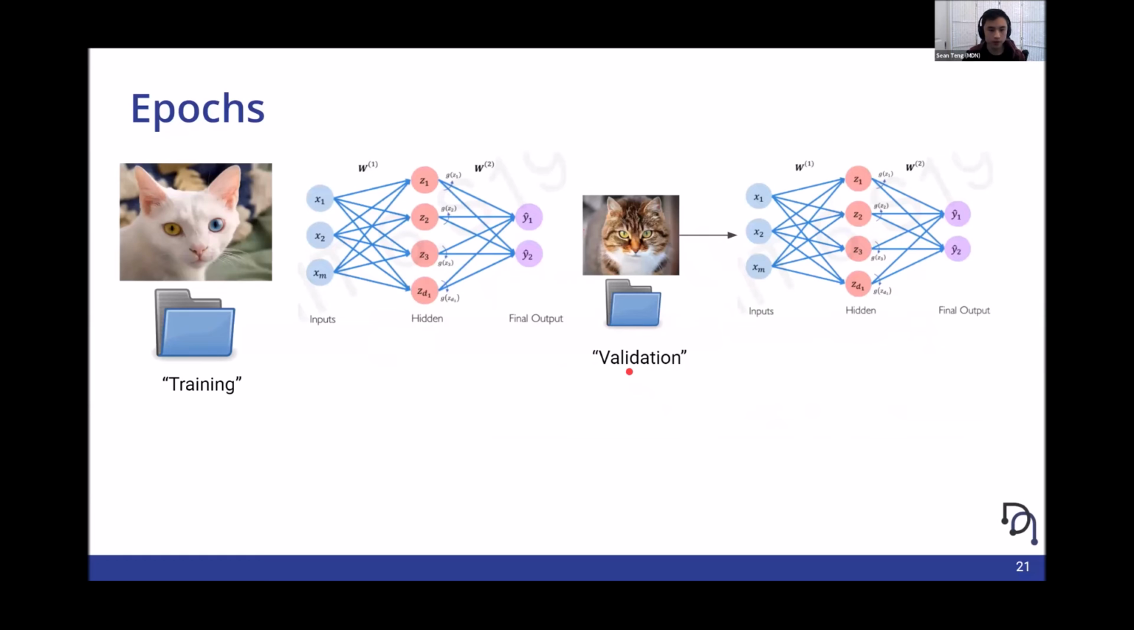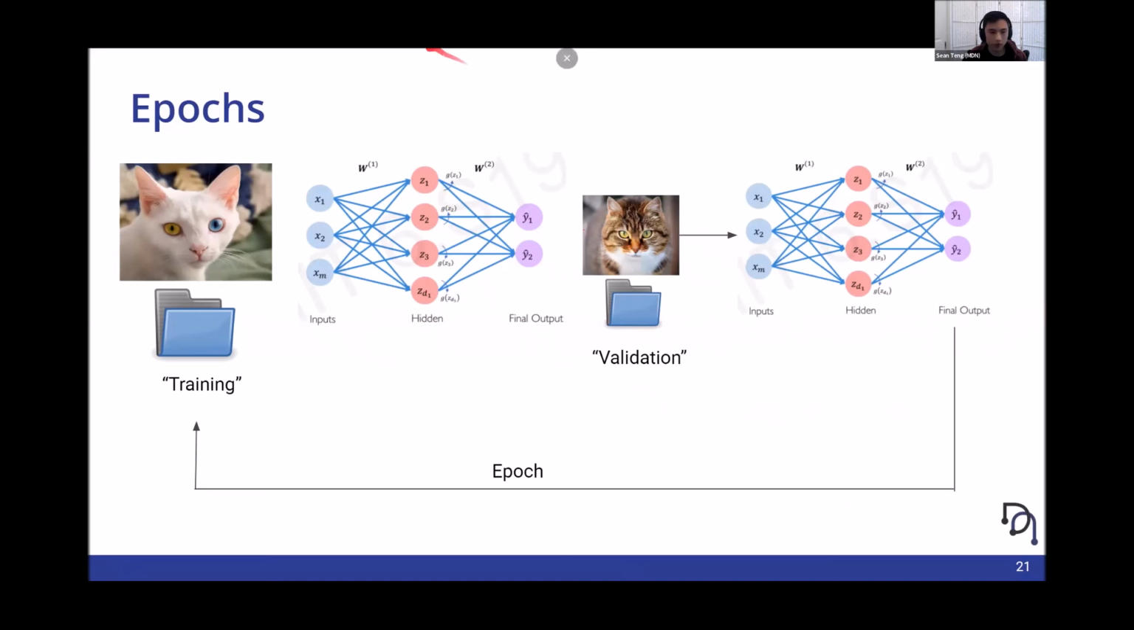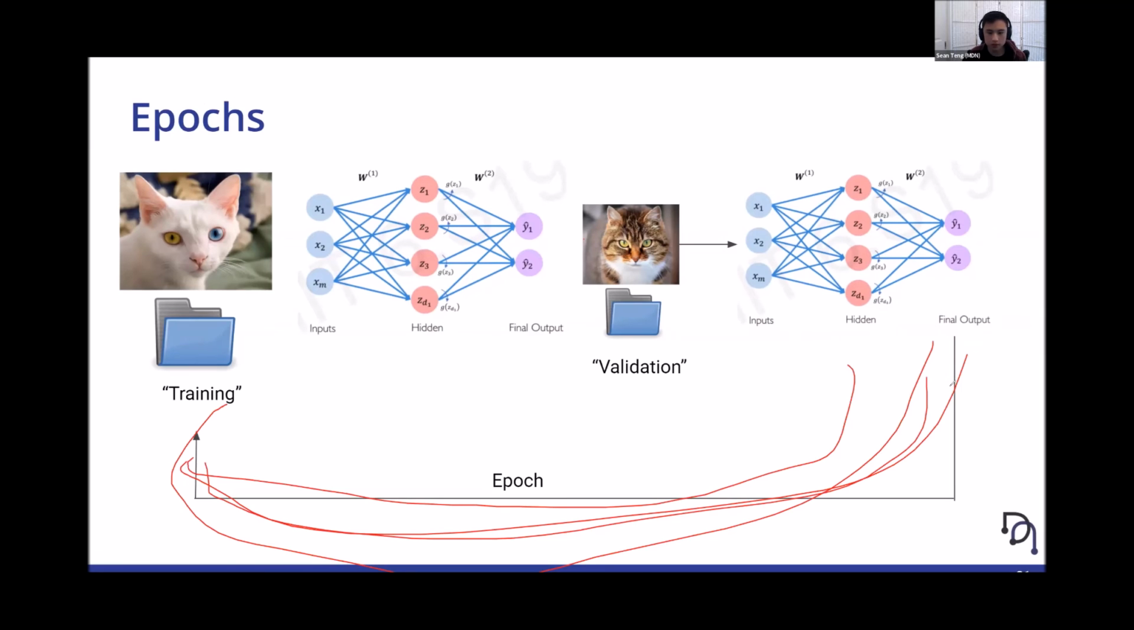All right, now let's put it together. So we have the training, get the output, validation, and then that's one epoch, right? And we can just keep repeating this, just keep going and have multiple epochs. And each time an epoch goes through, there are going to be hopefully better and better weights.